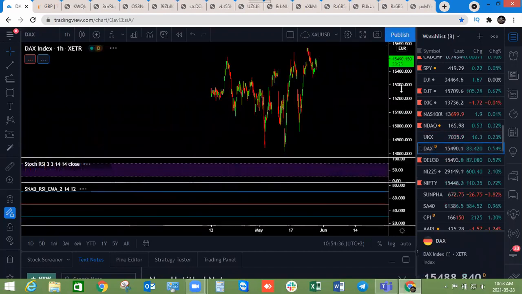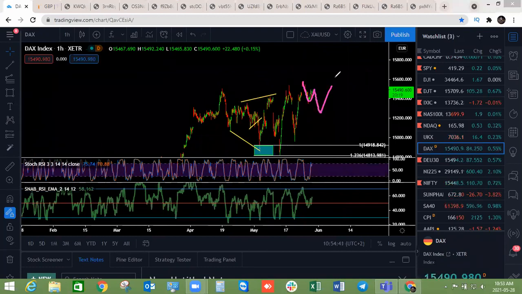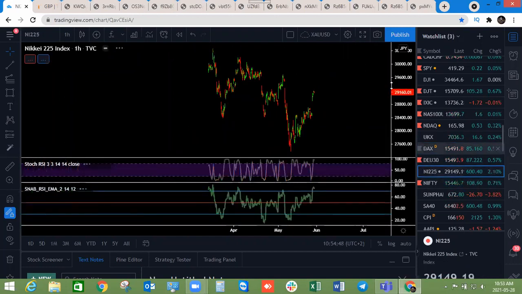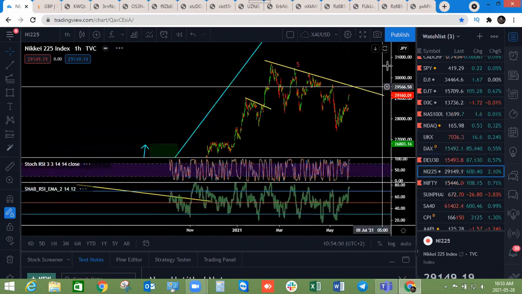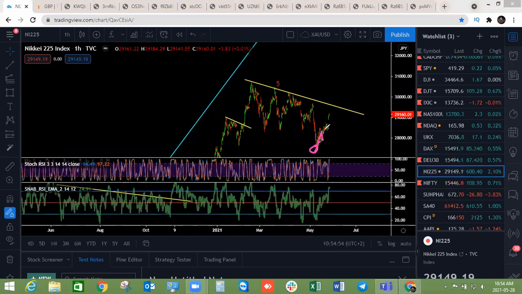DAX. Since we took it from the blue box, we're still expecting this to give us a continuation pattern for more upside. That is the DAX. Nikkei. We also had a blue box here on the Nikkei. We even expected one more up, one more down here before it pushes to the upside. If we break above this, we're going to see further upside. We're going to break the previous high here on the Nikkei.